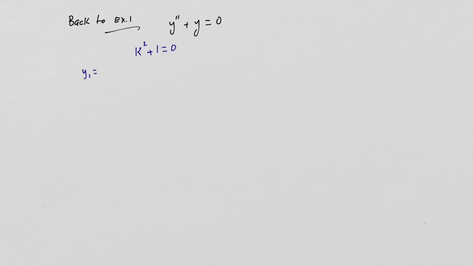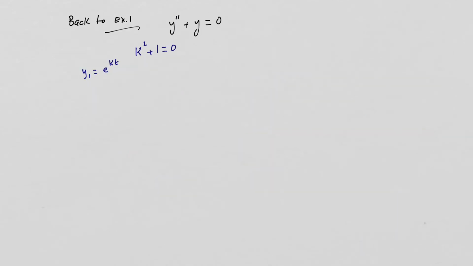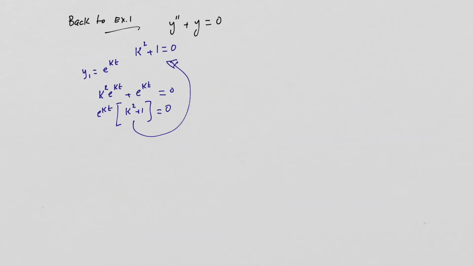You can assume, again, an exponential one. The second derivative will be k squared e to the kt plus e to the kt equals 0. You factor out e to the kt and you get this. Okay? So I jumped from here to here directly. That's what I was trying to do here.